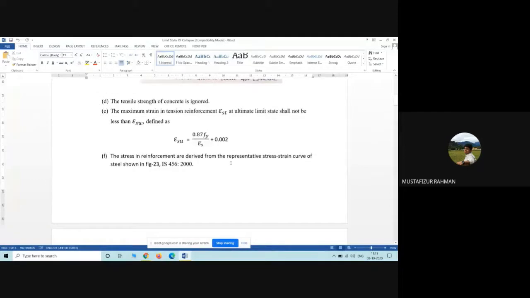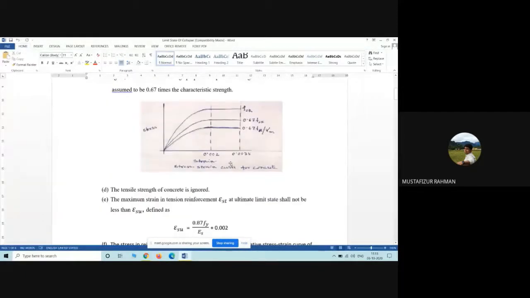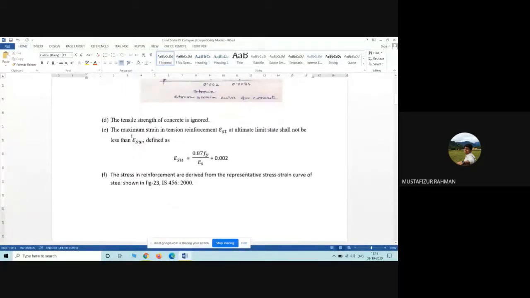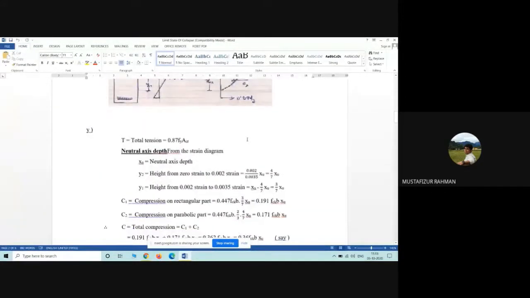Whatever question I had raised, that answer is in our assumption. In our assumption, there was one assumption that the tensile strength of concrete is ignored. So the tension is resisted by tensile steel. This is the cause, since we are considering the concrete area with respect to our compression zone. That's why all the authors get the expression for neutral axis depth from the extreme compression surface, not from the extreme tension surface.